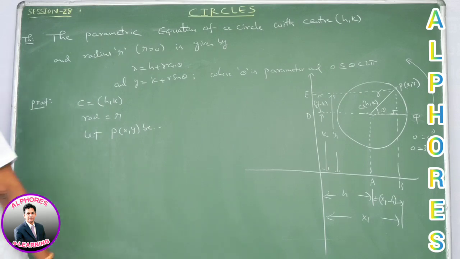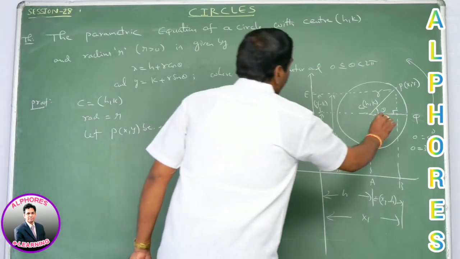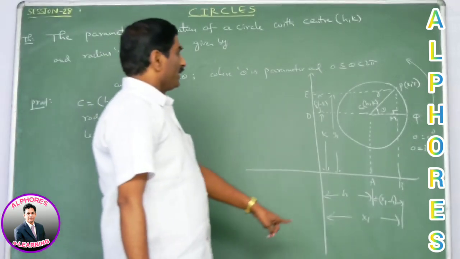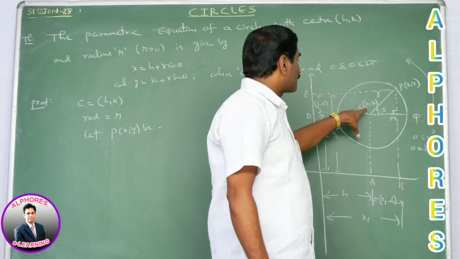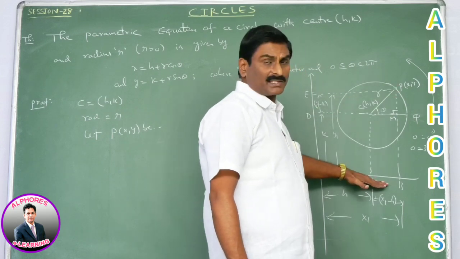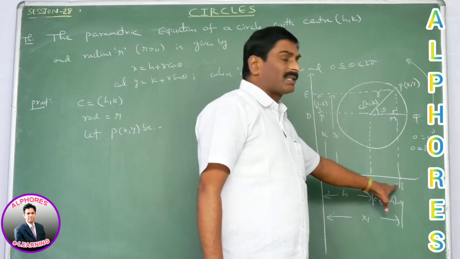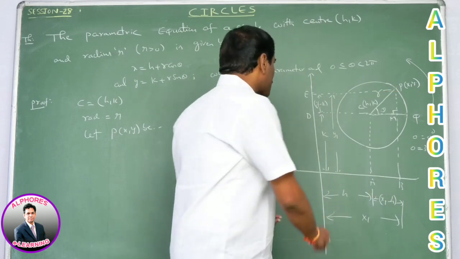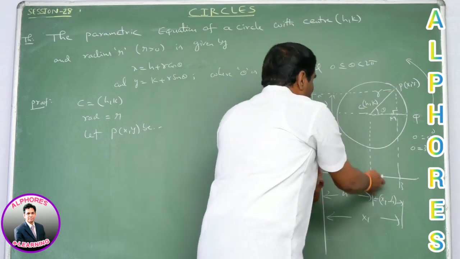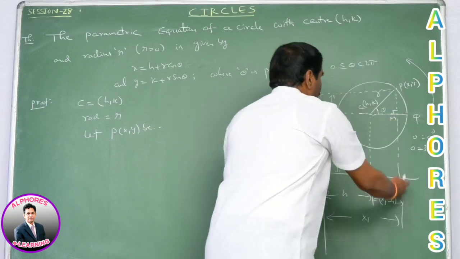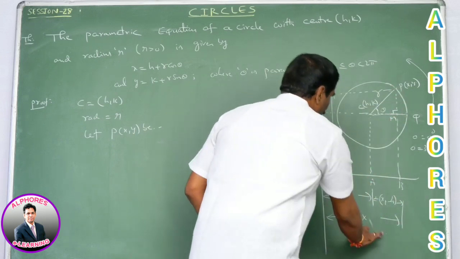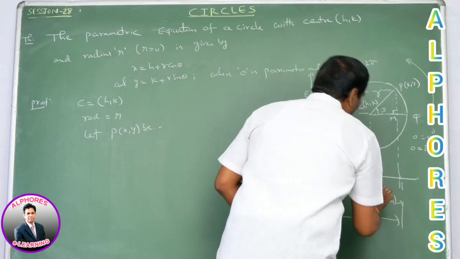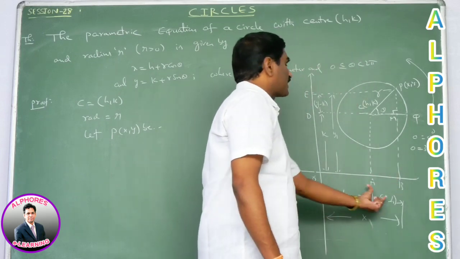Next, let A and B be the projections of C and P on the x-axis. Then the distance from the origin to A, OA, is nothing but the x-coordinate h, and OB is nothing but the x-coordinate x. So this AB is equal to x minus h.